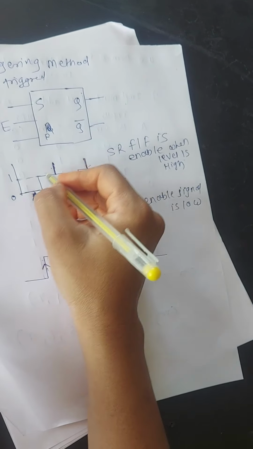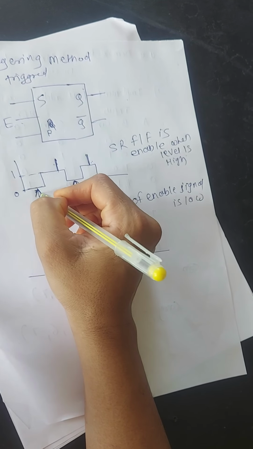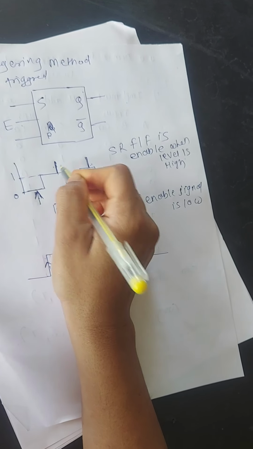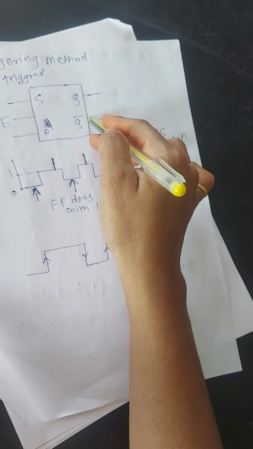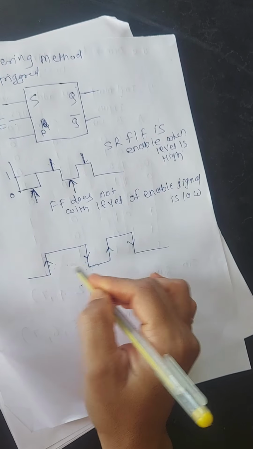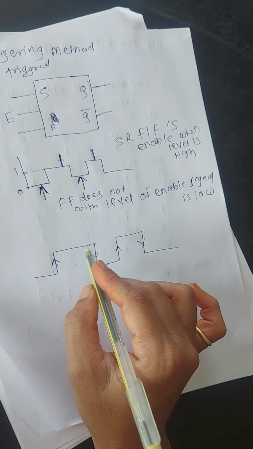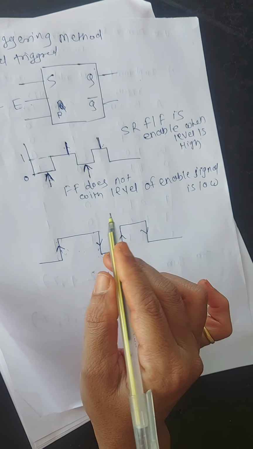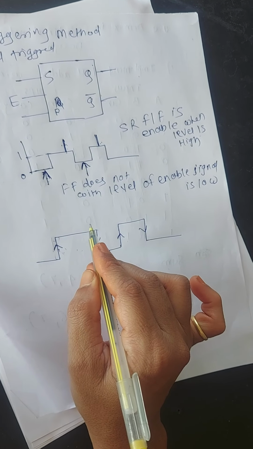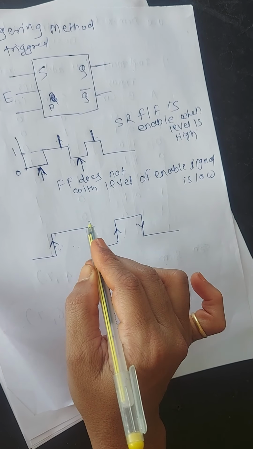But in a level trigger of clock, when the clock is applied, there are two levels, low level and high level, and at that level the flip-flop output will change. But in an edge trigger, for every clock signal there is one edge, falling edge or rising edge, at which the output will change. That edge trigger is again divided into two types, positive edge trigger and negative edge trigger.